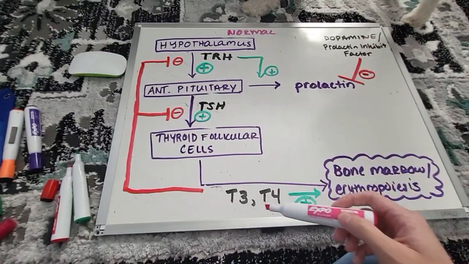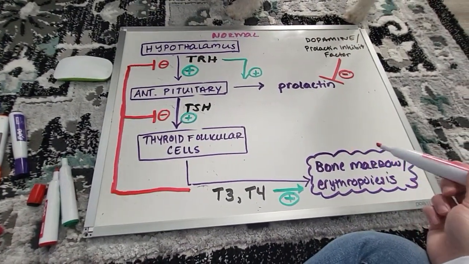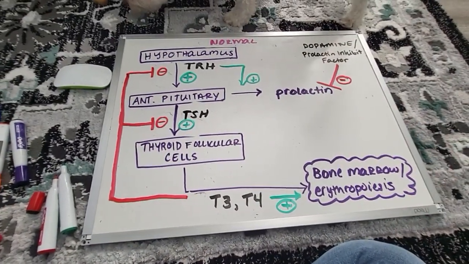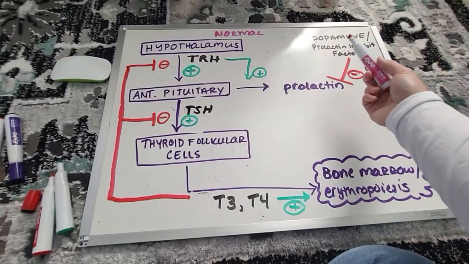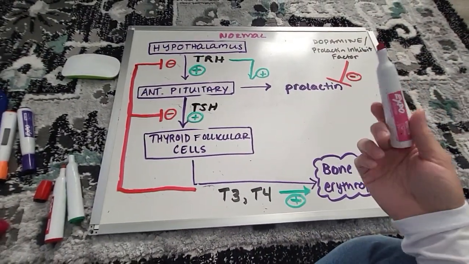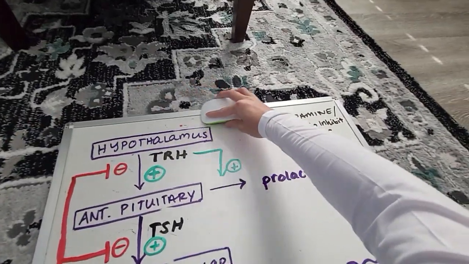At the same time, T3 and T4 will stimulate the bone marrow to start doing erythropoiesis. And then at the same time, dopamine will inhibit prolactin when dopamine is released. So that is normal thyroid feedback.